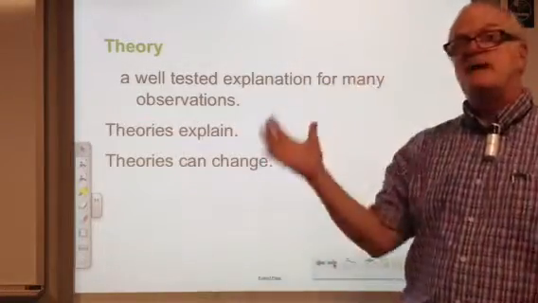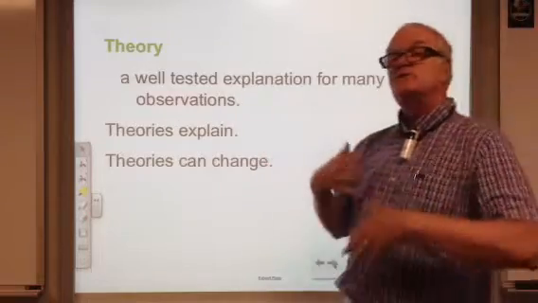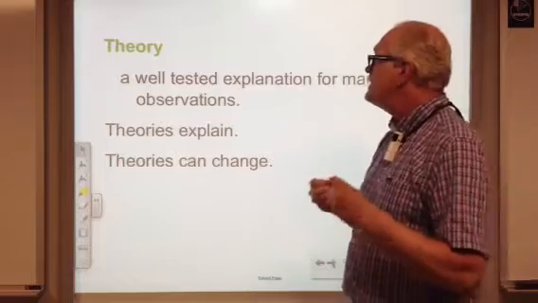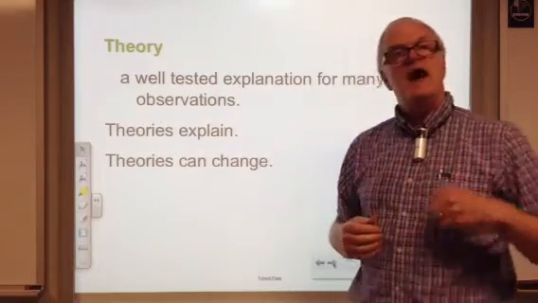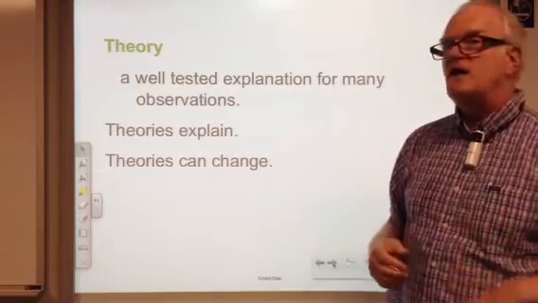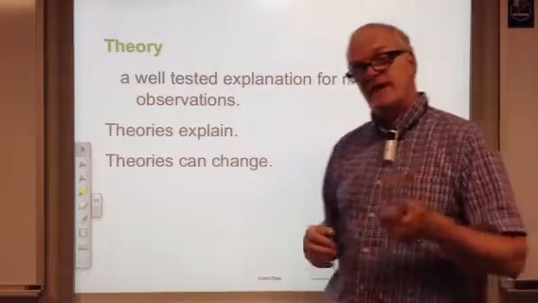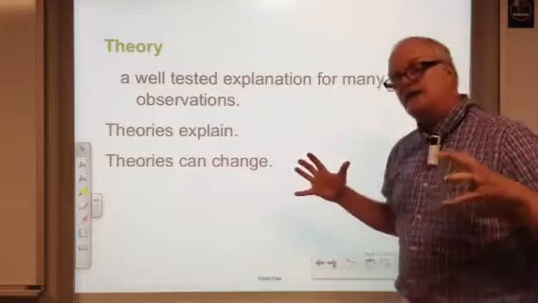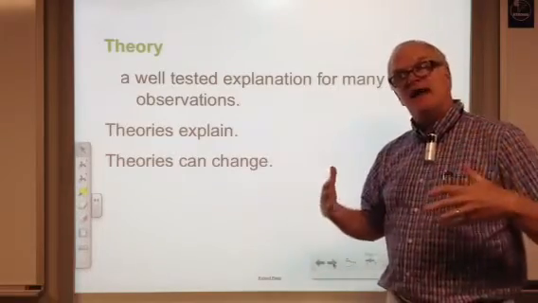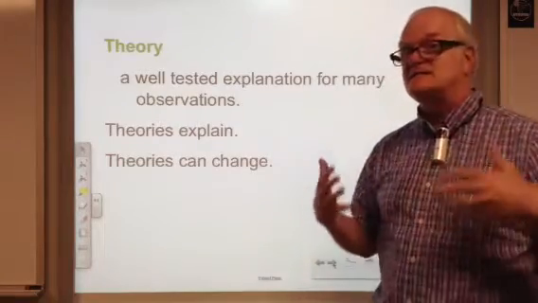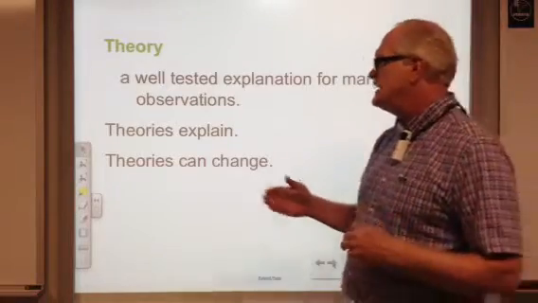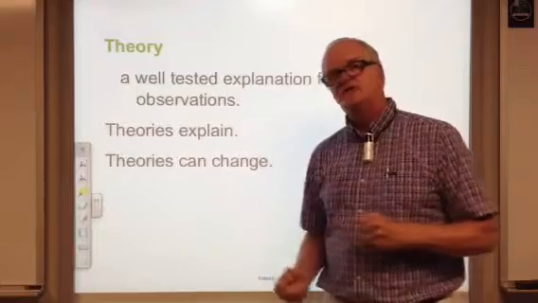So we have a set of observations, we test them, we do it over many different experiments, and we might be able to come up with a theory. A theory is an explanation of why something happens. And while many scientists may accept a theory, that doesn't mean that it can't change later on. Theories can change.